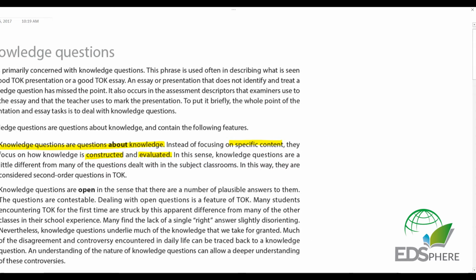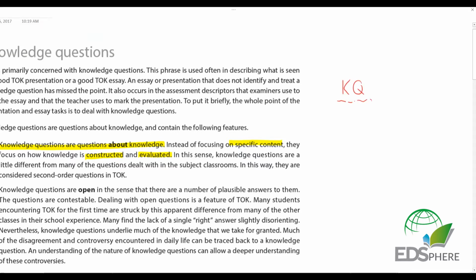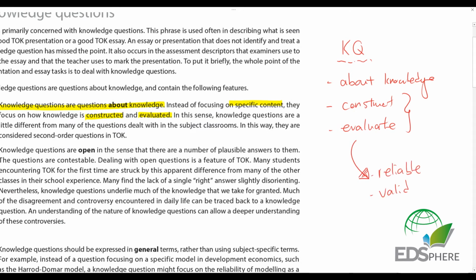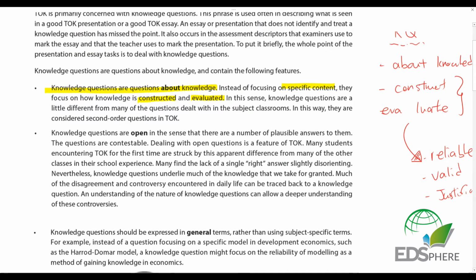Alright, the next part of what a knowledge question is: knowledge questions are open. What is that supposed to mean? Well, they're open to a number of plausible answers, meaning that there are many different perspectives in how you can approach a knowledge question. I've actually seen some people telling you that you need 6 or 7 or 8 knowledge questions. One of the YouTubers said that. Totally ridiculous. What is the point? I suggest you have 2 to 3 knowledge questions.